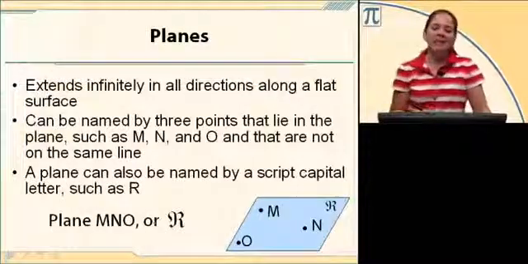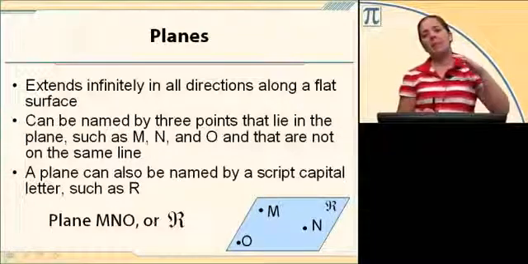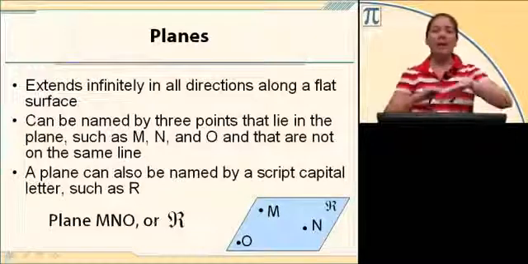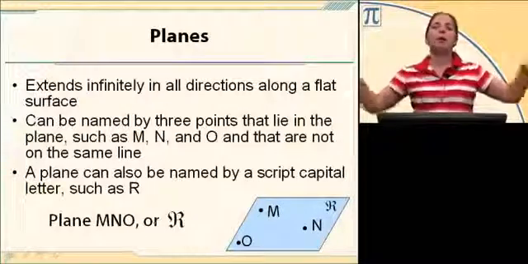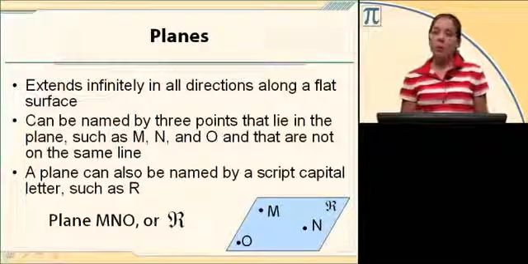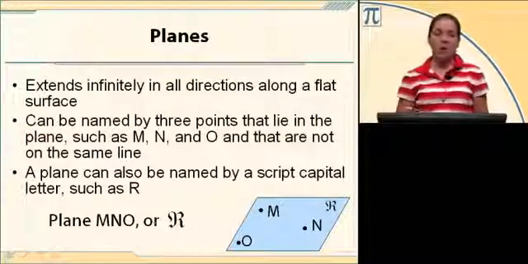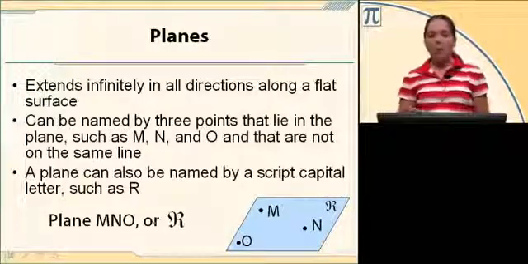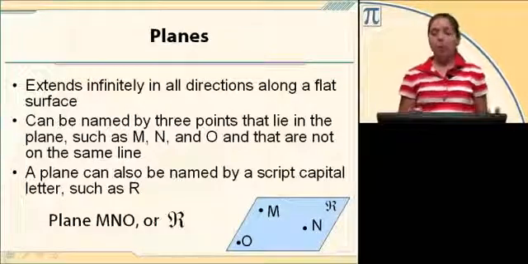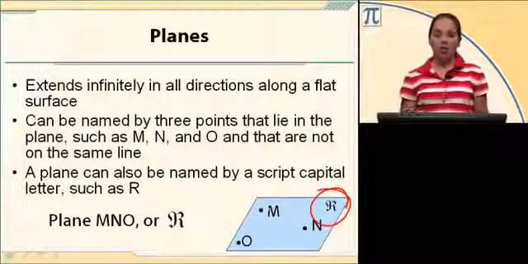Planes extend in all directions along a flat surface forever. So that piece of paper, that's an example of a part of a plane. If you imagine that piece of paper extending forever in all directions, that would be a plane. When you name a plane, you name it with 3 points. Here I've got points M, N, and O, so I can name it MNO, OMN, NOM, whatever you want, any order you want, name it with 3 points. Or you can use a script capital letter, in this case, R.